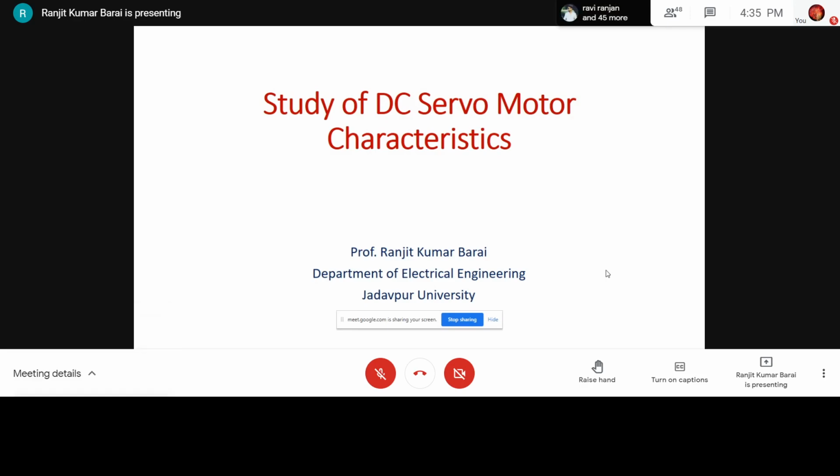Well, let me start. The name of the experiment is a study of DC servomotor characteristics. So many keywords are there in the title of the experiment. Before I explain the meaning of each and every keyword, I would like to state the objective. Objective is written as: to study the operation of a DC servomotor controlled by a servo amplifier in armature control mode and to determine its transfer function.